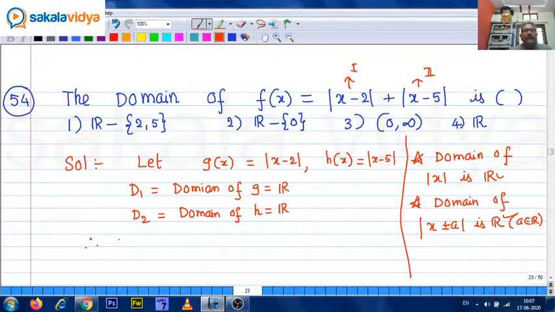Therefore, we need to find the domain of f. Because it's a sum function, the domain of f will be d1 intersection d2. Both sets are equal sets, so the intersection will be R only. R intersection R is R, the set of all real numbers. So the fourth option is the right option.